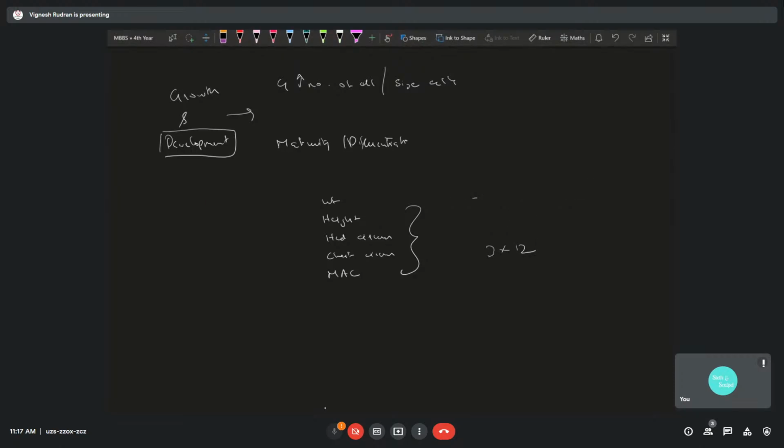So these are all something which you need to know. Just remember the basic stuff, that the weight doubles in 6 months, and it triples in 1 year, and then 4 times in 2 years. So that is enough about weight.